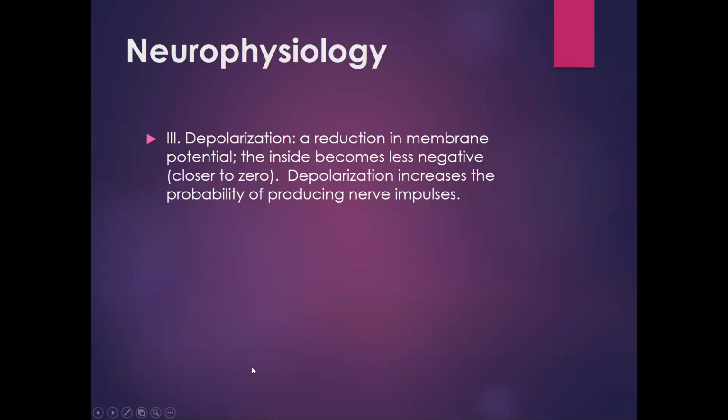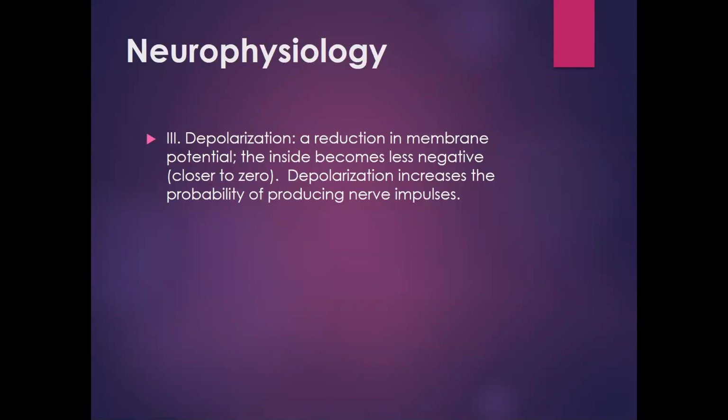All right. Same as always, depolarization is a reduction in membrane potential, but it gets less. There's less of a difference between the outside and the inside. So that -70 number gets not as negative, -55, -40, -30, whatever. And as we depolarize, it increases the probability of producing a nerve impulse.